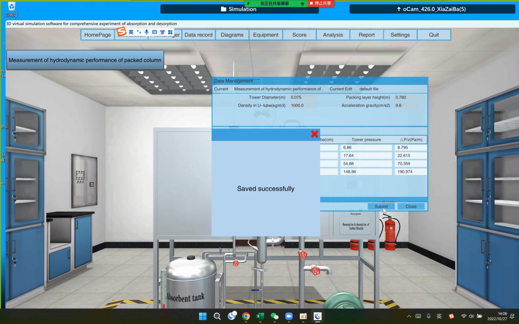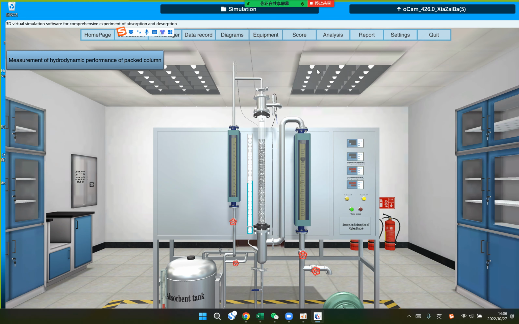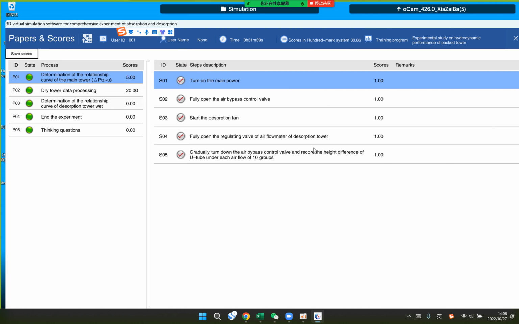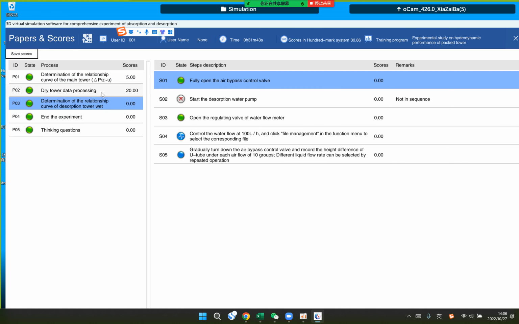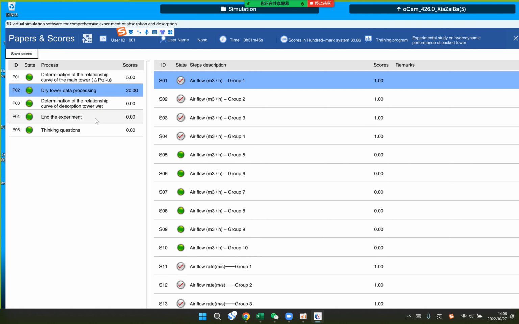Okay, so in this case I submitted. For the score part, I have to do at least 10 sets of data to make sure all the data is accepted by the experiment.